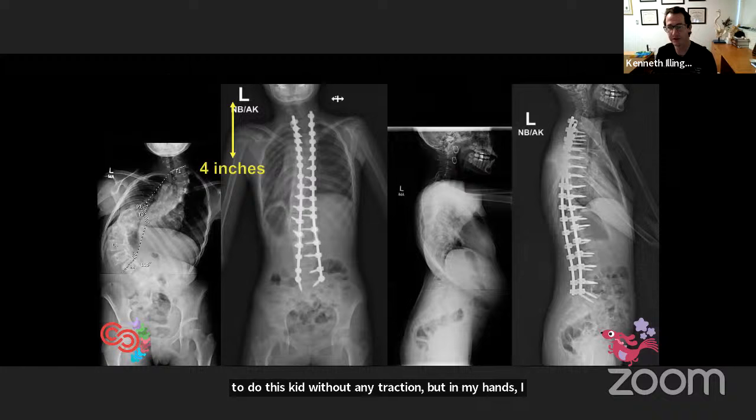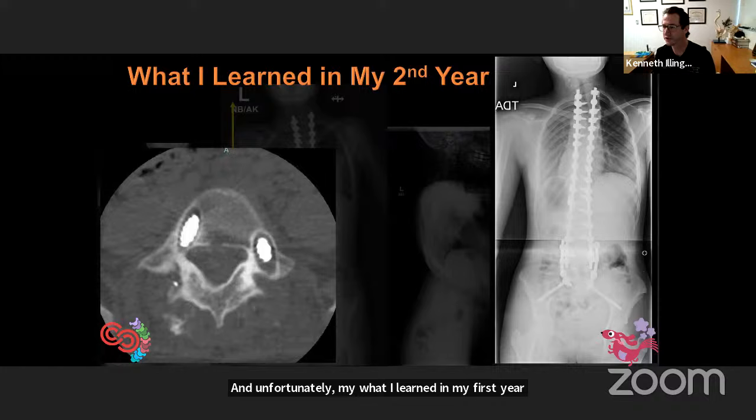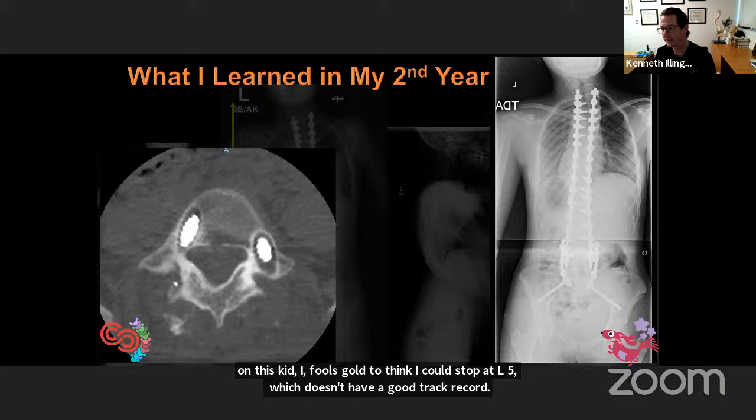And unfortunately, what I learned in my first year of practice led into what I learned in my second year of practice, which is revision surgery. And on this kid, it was fool's gold to think I could stop at L5, which doesn't have a good track record. She ended up getting loosening of her screws and needed an extension to the pelvis.